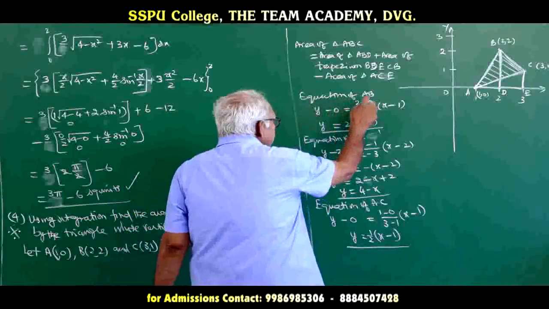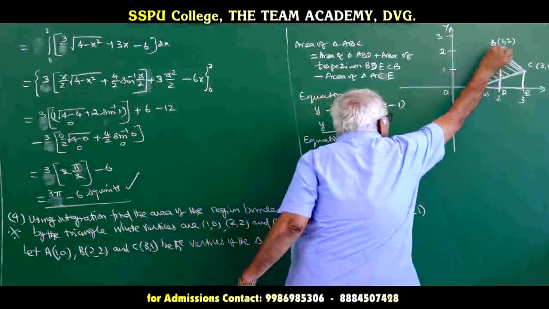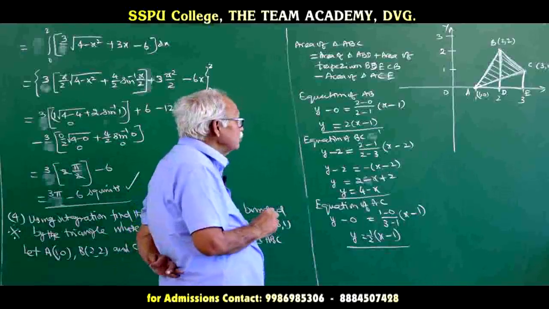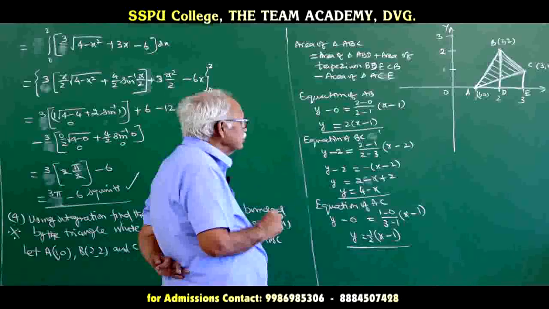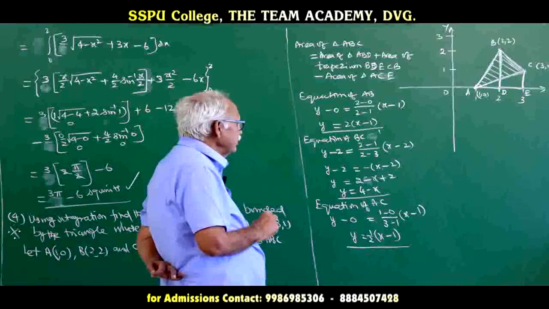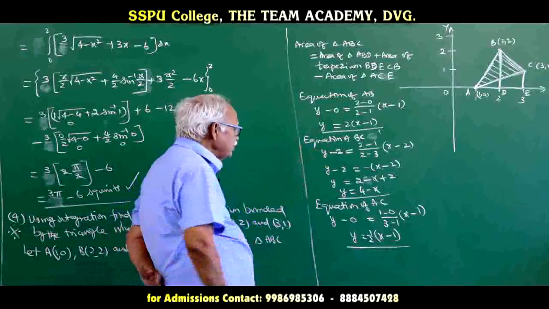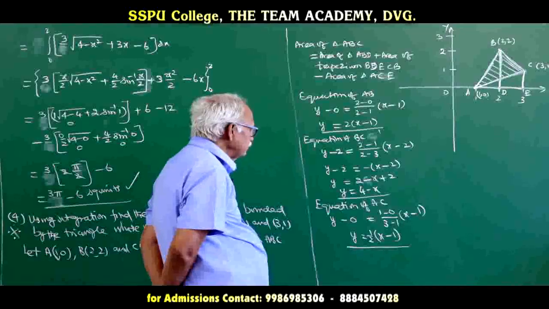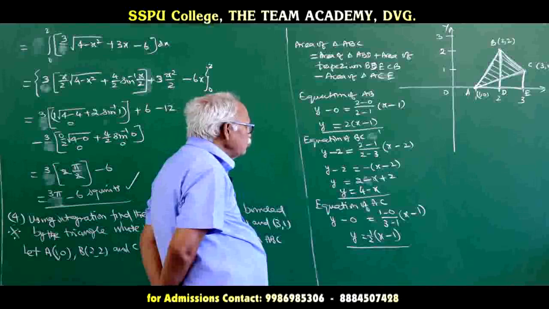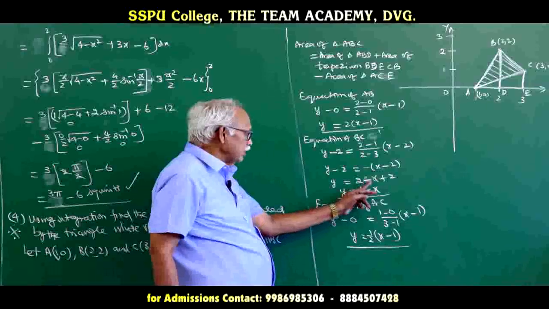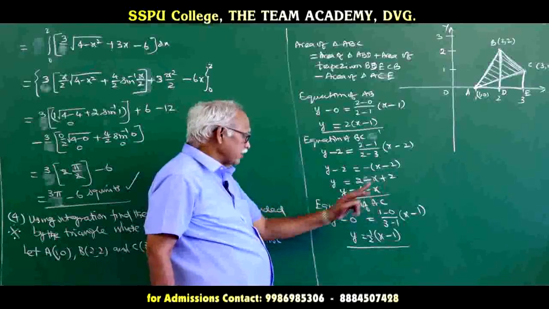You see, equation of AB, this point and this point you take AB. Y minus 0, y minus y1 is equal to 2 minus 0 over 2 minus 1, the slope of the straight line, and x minus 1, y is equal to 2 into x minus 1. Equation of BC. Equation of BC is y minus 2 is equal to 2 minus 1 divided by 2 minus 3, into x minus 2. So, here you get y minus 2 equal to 2 minus x plus 2, that is 4 minus x.